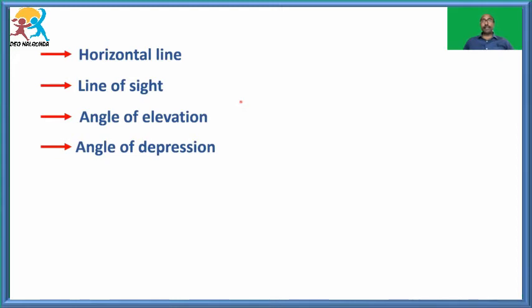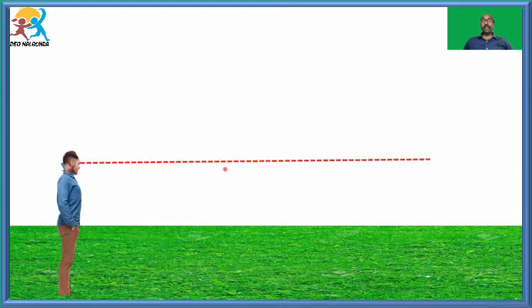That's important. So it's a beautiful lawn. On this lawn, a person stands and he is looking straight. When he is looking straight, the path in which he sees is called horizontal line, like this. So this is called horizontal line.